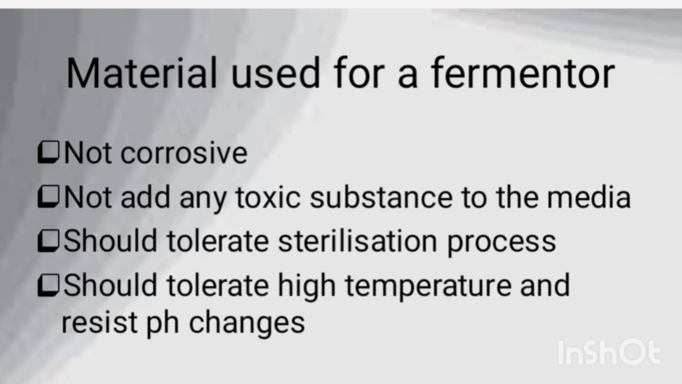Material used for the fermenter. Different types of material used for fermenter. The material used for designing a fermenter should have some important functions. First one, it should not be corrosive. Second, it should not add any toxic substance to the media. Third, it should tolerate the fermentation process or the sterilization process, and it should be able to tolerate high pressure and resist the pH changes.